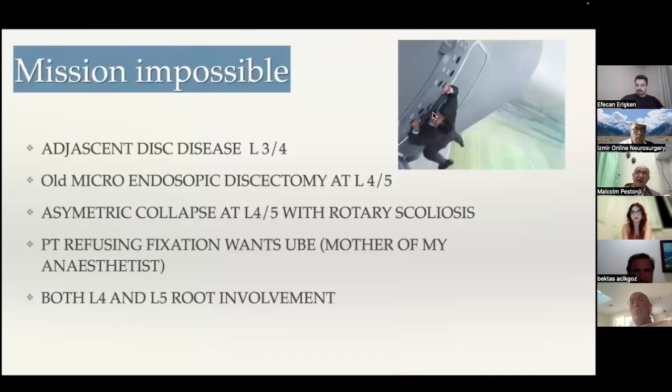Can you see this guy? Tom Cruise, Mission Impossible. I'm sure you've all seen that movie. So what do we do? And she was the mother of my anesthetist. VIP patient. So now what do we do?